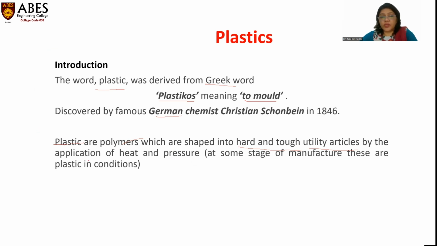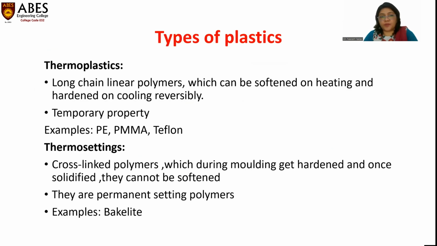Polymers under heat and pressure get converted into plastic. They're termed as plastic because during their processing or manufacturing stage, these polymers are in a condition which is termed as plastic. So the generated products are called plastics. Now, different types of plastics: these are thermoplastics and thermosets.